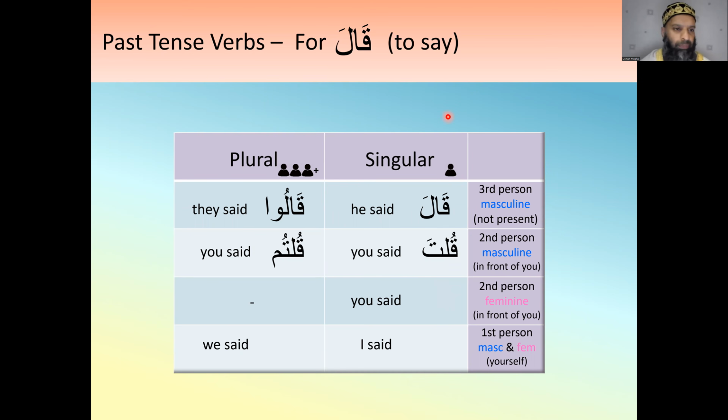Right. Qulti. Exactly. So qala, qalu, that followed the normal template. Over here, you had to change it. It becomes qulta. Now you can do it all. Qulta, qultum, qulti. How do I say I said? Exactly. The rest is all the same. Qultu, how do I say we all said? Qulna. Exactly. Right?